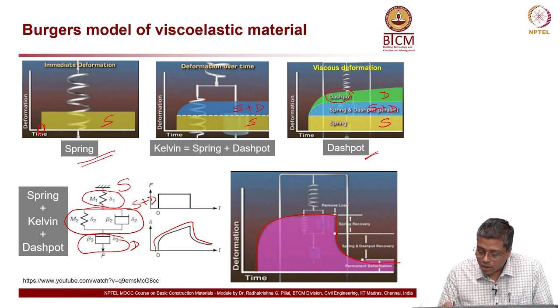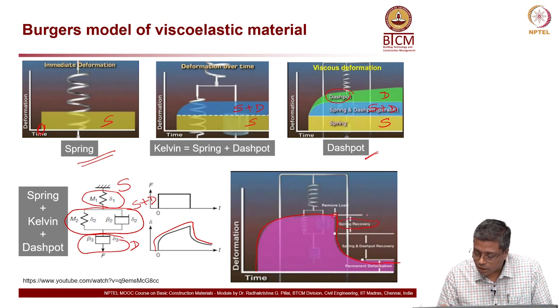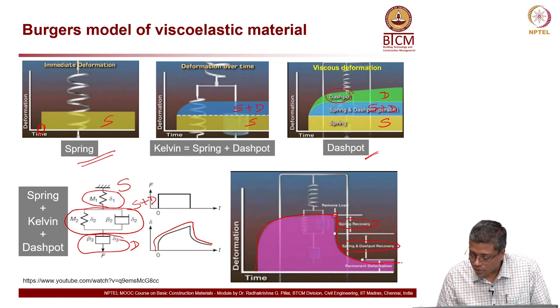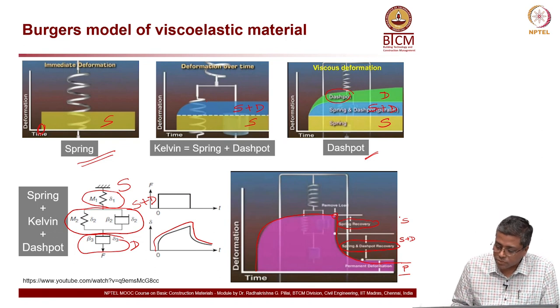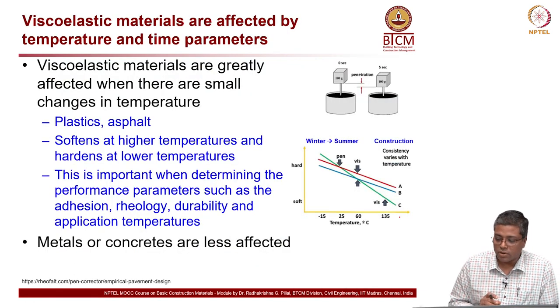Here you can see the load is removed at this point, and then you have spring recovery, and then you have spring plus dashpot recovery, and then you have permanent deformation. This is permanent deformation, this is spring plus dashpot, and this is spring. That is about the Burgers model of viscoelastic behavior.